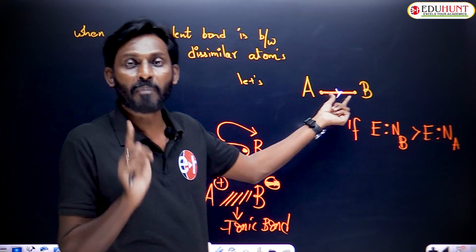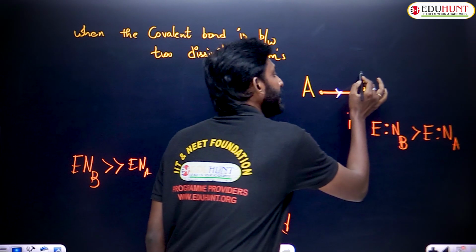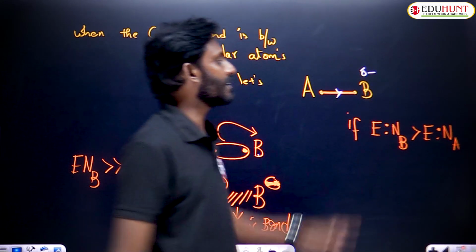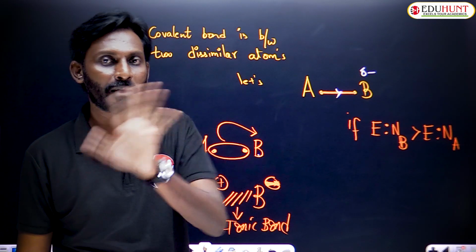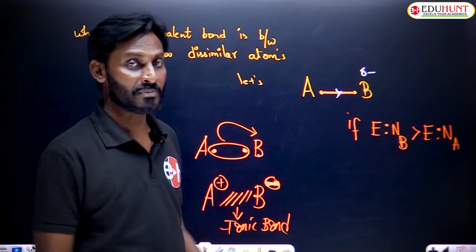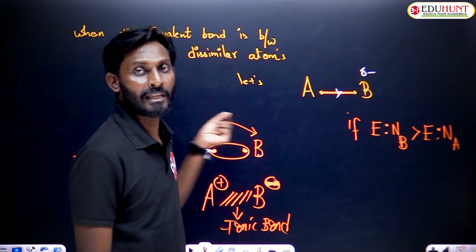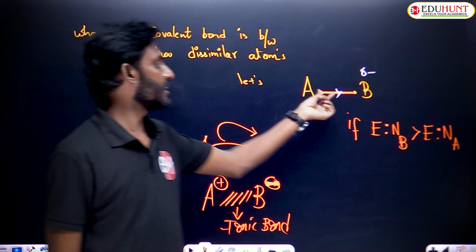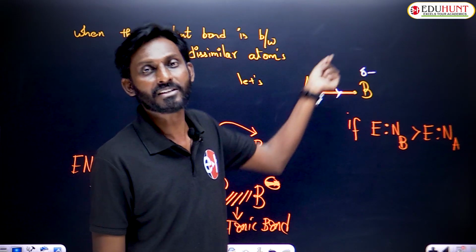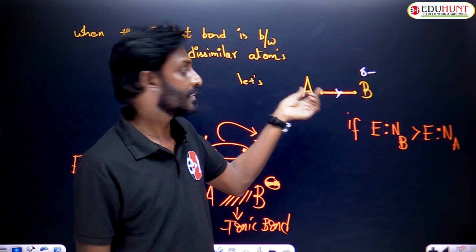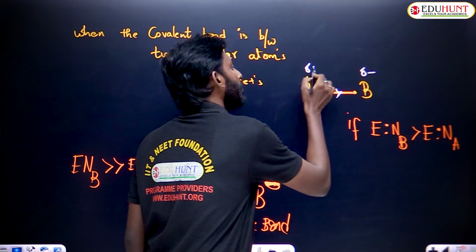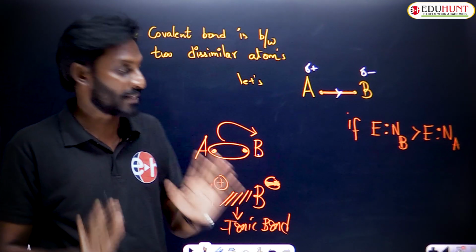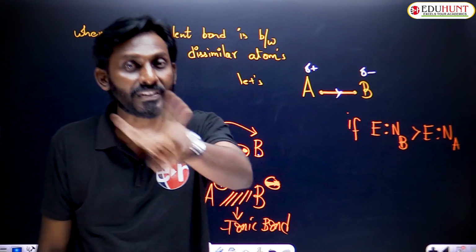If this pair partially moves, B will get partial negative charge. That symbol is for partial, not complete, partial. Obviously, if this pair fully moves, A will get full 1 unit positive charge. If this pair gets partially moved, then A will get a partial positive charge. That's the situation depending upon the electronegativity difference.